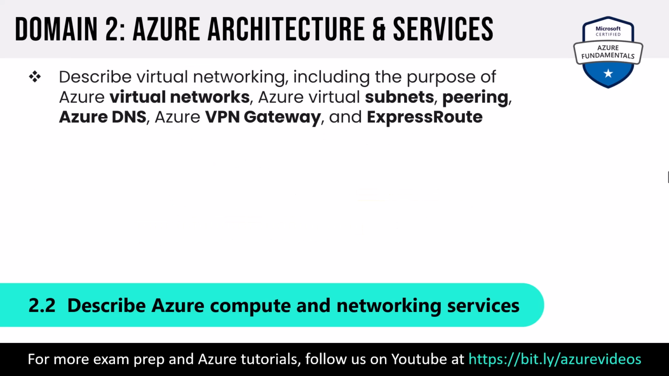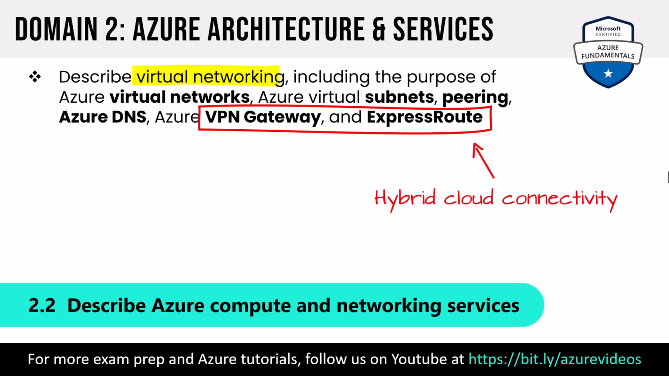And we'll also take a look at the virtual networking options that support compute, including Azure Virtual Networks, subnets, peering, DNS, as well as VPN gateway and ExpressRoute. What these last two have in common is that they support hybrid cloud connectivity. They connect our on-premises data center to Microsoft Azure. And we'll take a look at public and private endpoints. And again, you notice that describe and define are the verbs here, so it's really just high-level familiarity.